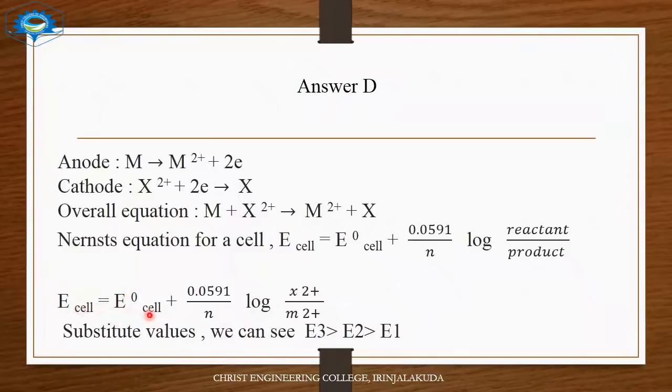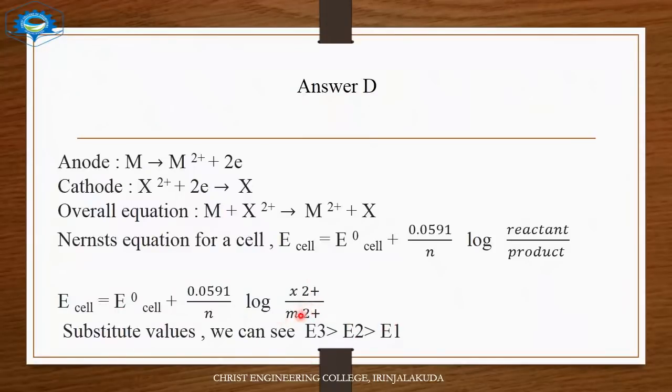In the second cell, E2, E cell is equal to E0 cell, because the logarithmic term is equal to 0. Log 1 is equal to 0. In E3, E cell is greater than E0 cell because the logarithmic value is positive. So E cell is equal to E0 cell plus a value. So the order will be E3 greater than E2, because E cell becomes equal to E0 cell, then comes E1, because E cell is less than E0 cell in the case of E1.